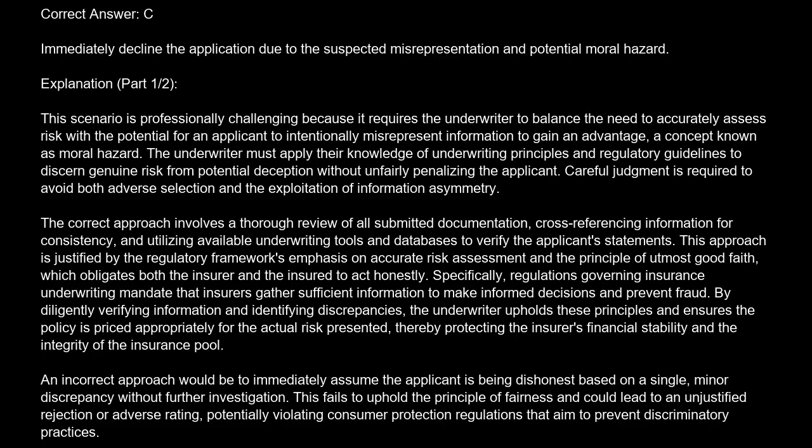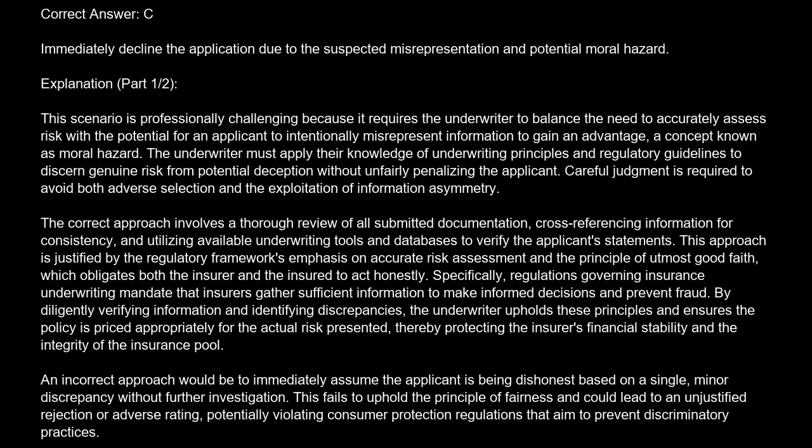The correct answer is C. Immediately decline the application due to the suspected misrepresentation and potential moral hazard. Explanation. This scenario is professionally challenging because it requires the underwriter to balance the need to accurately assess risk with the potential for an applicant to intentionally misrepresent information to gain an advantage, a concept known as moral hazard.